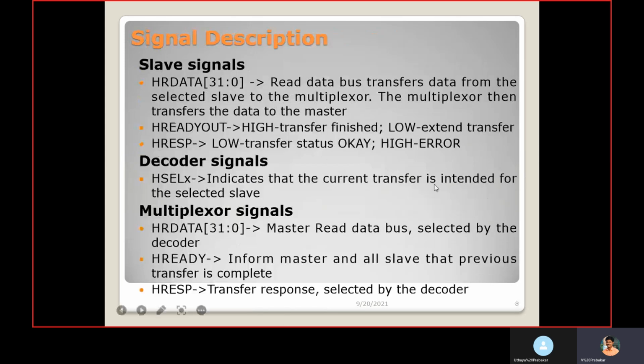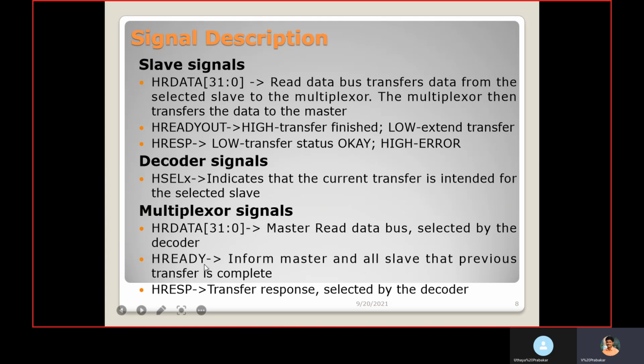Indicates that the current transfer is initiated, intended for a particular selected slave. That is used to select the particular slave. Then the multiplexer signals HRDATA, read data. It is coming from the multiplexer to the master. The master reads the data bus selected by the decoder. HREADY informs the master and all the slaves that the previously transferred is complete.